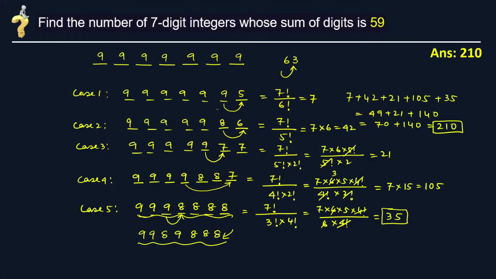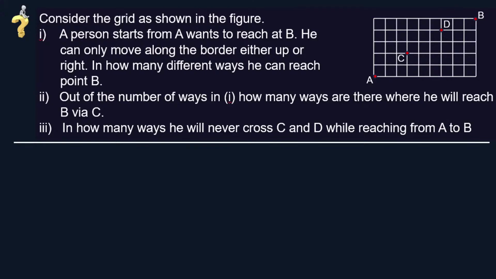Answer is 210. Wow, this question is a fantastic sum. See this question, what they have said. Consider the grid as shown in this figure. A person starts his journey from this point A and wants to reach at B.